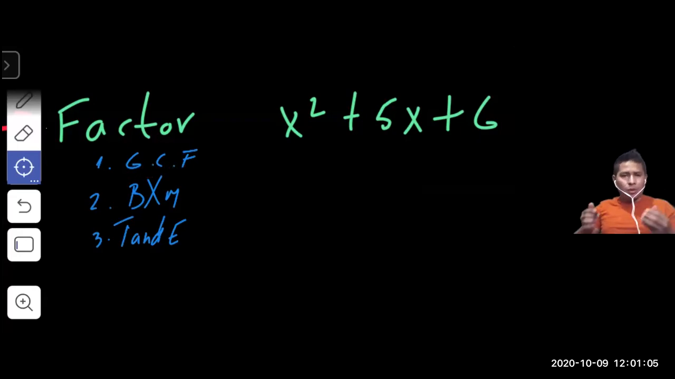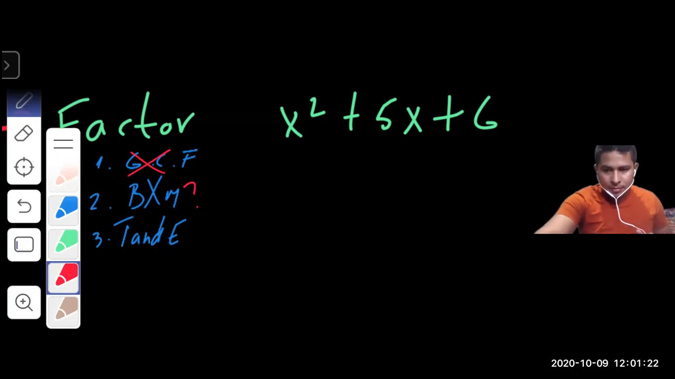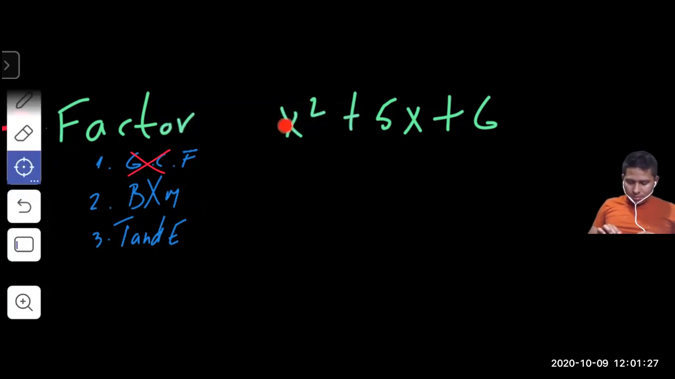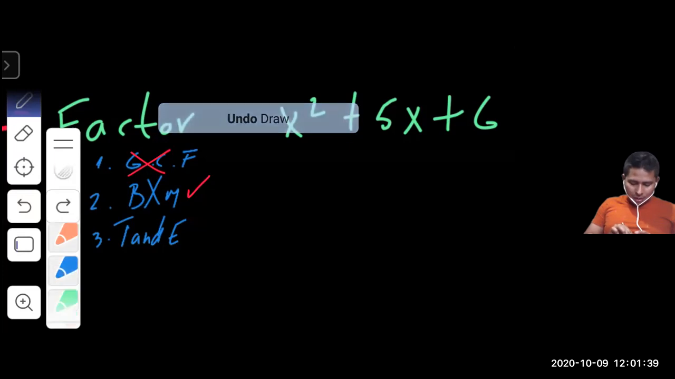Let's see the numbers, the coefficients: 1, 5, and 6. Totally different. I don't have any common factor with them. I'm going to rule this out. This is not going to work. What about the big X method? Can I use it or not? Yes. Why can I use it? Because we have 1 as the coefficient in x squared. Exactly. The leading coefficient is 1. We don't need to use trial and error because we can use the big X method. Let's use it.